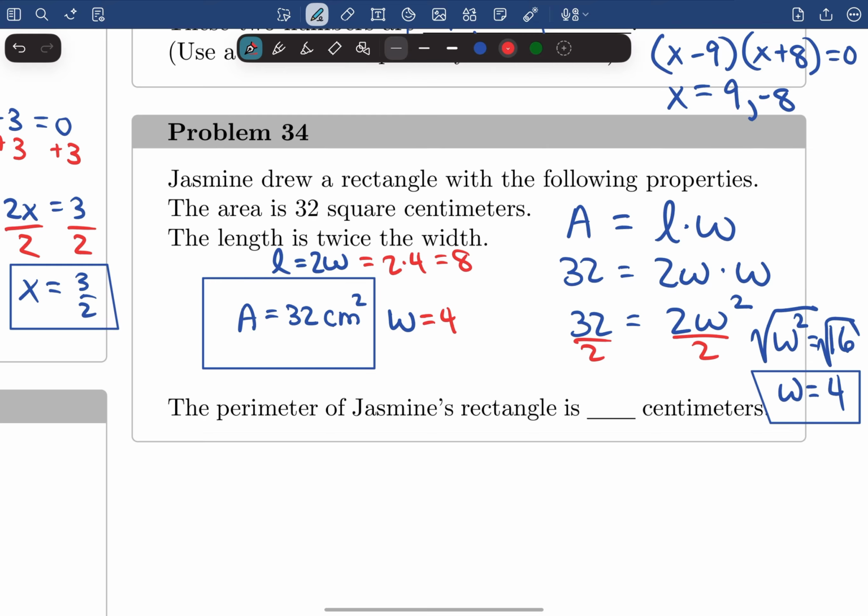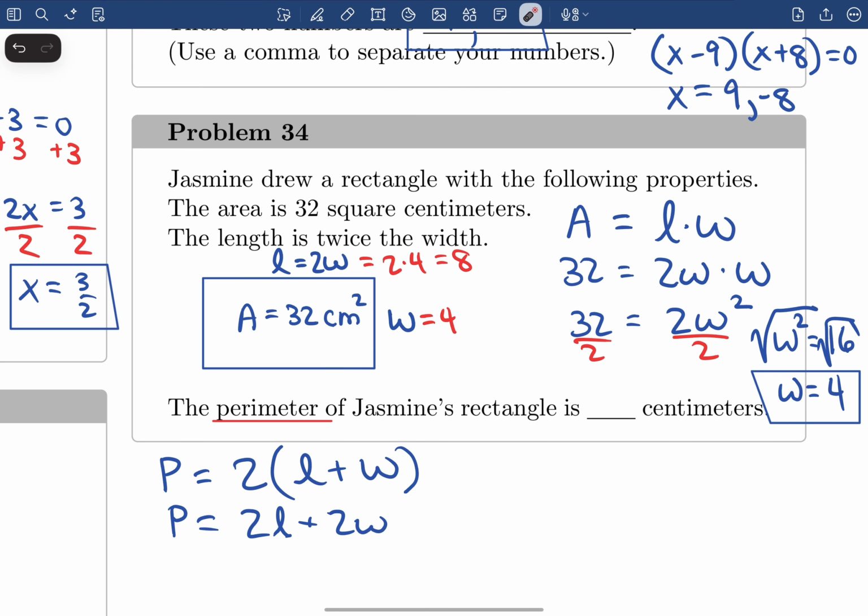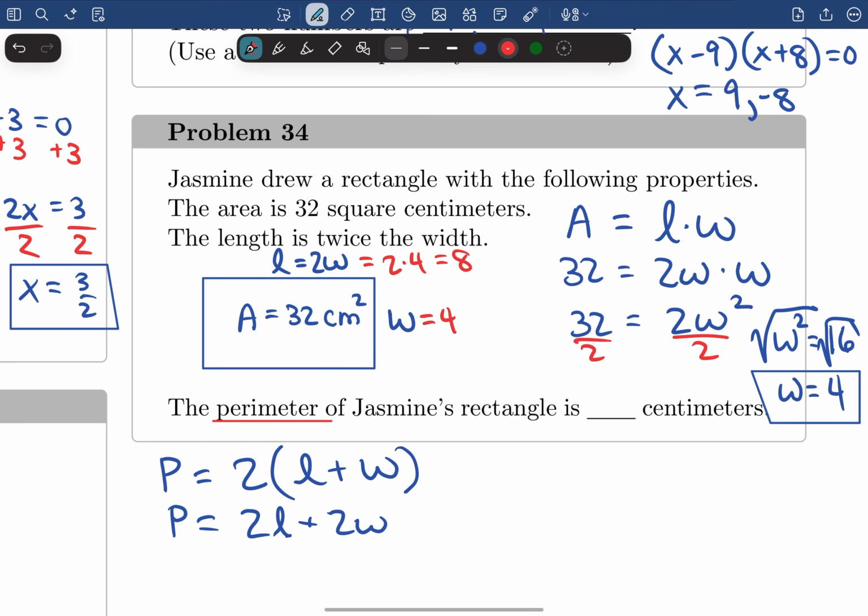But you know what they want for the final answer? They want to know what the perimeter is. Now, please recall the perimeter of a rectangle is 2 times the length plus the width, like that. Or some students like to write it as the perimeter is 2 times the length plus 2 times the width. Either way you want to think of it, that works, right? Because, just to get the second version, we would just distribute this 2 in. Okay, so whatever floats your boat, I'm going to use the top one.